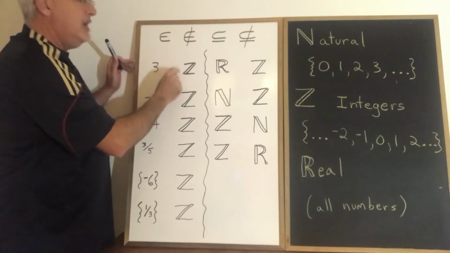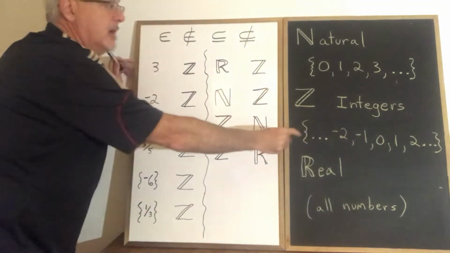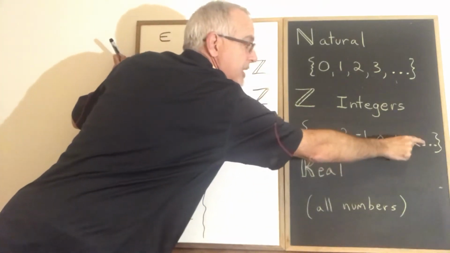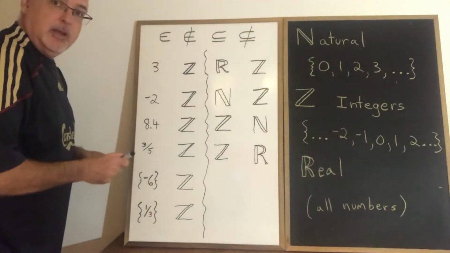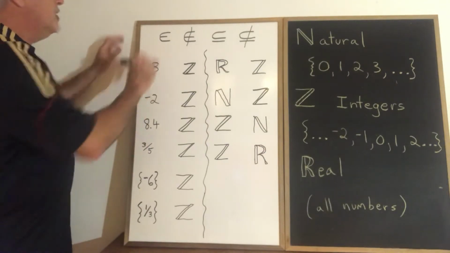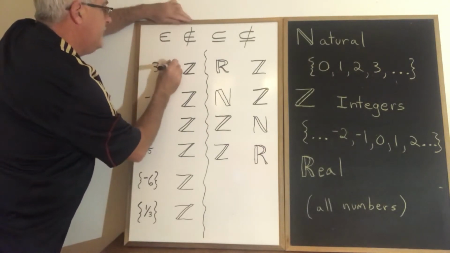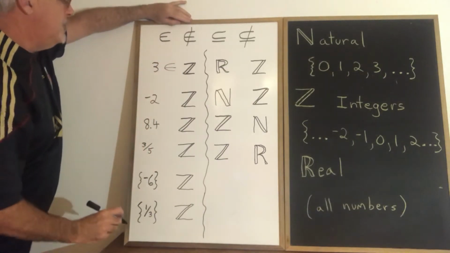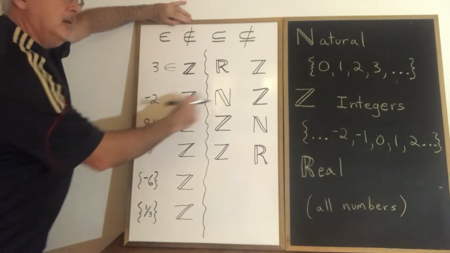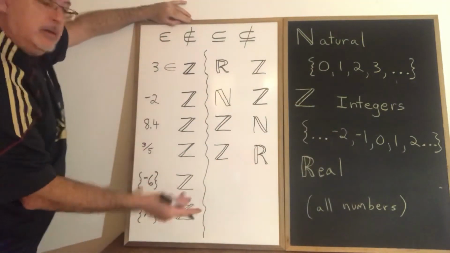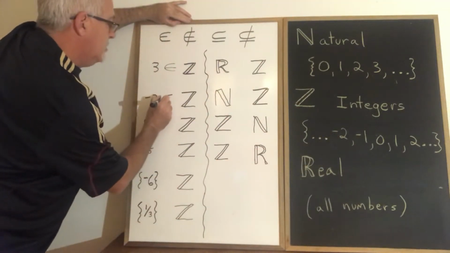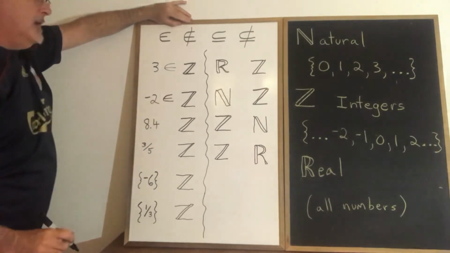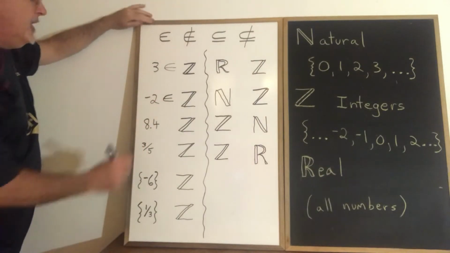And 3 is indeed an integer. It's not showing in this set, but the ... implies that 3 is part of integers. So this is the symbol I need, the is an element of symbol. -2 is also an integer because integers include negative numbers. So I'm using that symbol again. -2 is an element of integers.